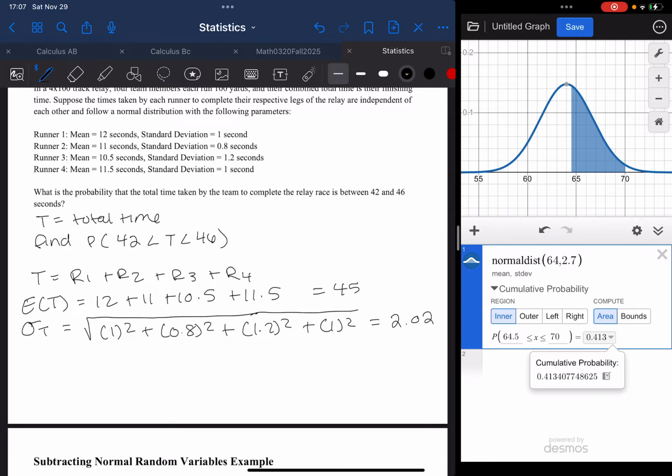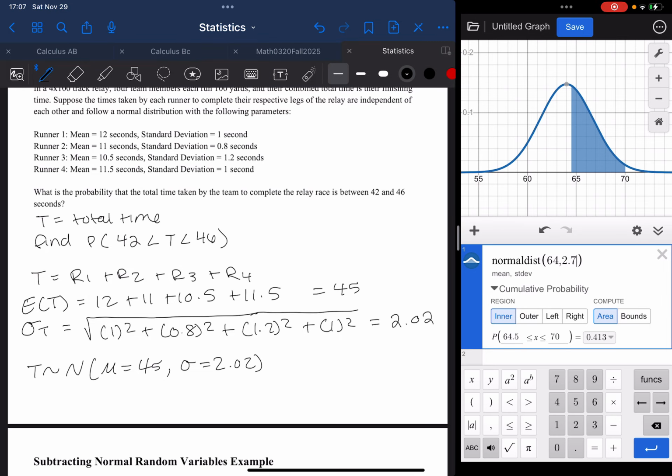Okay, and if we were to add these together for expected time, we get 45, and for standard deviation, we get 2.02. So instead of going through these and calculating the normal distribution for each runner separately, we are now calculating the normal distribution for the total time of runners. So we have t follows a normal distribution where mu is equal to 45 and standard deviation is equal to 2.02. So I'm going to go over here and change that. Notice I don't have to add a new normal distribution. I just need to change these numbers. So 45, comma 2.02.